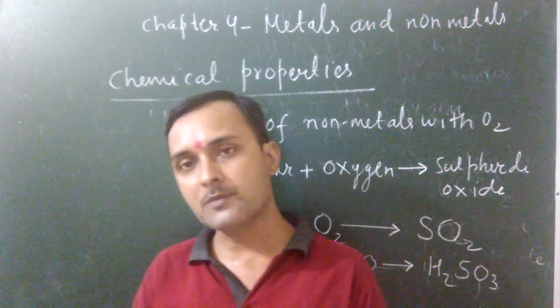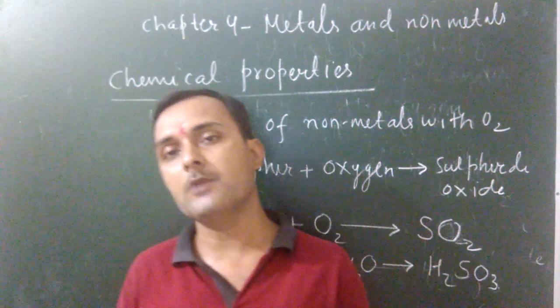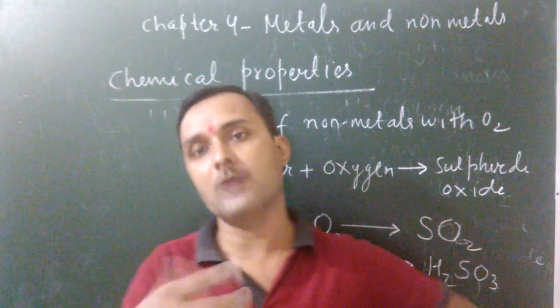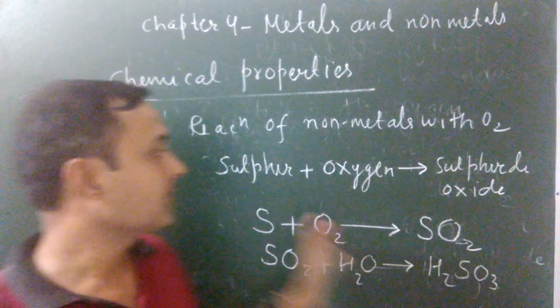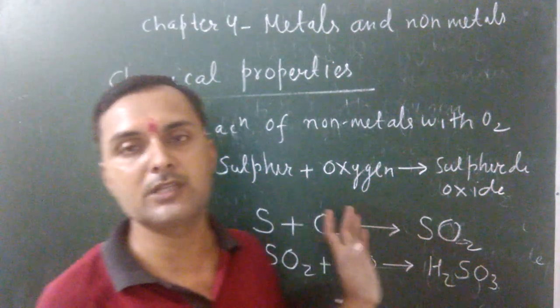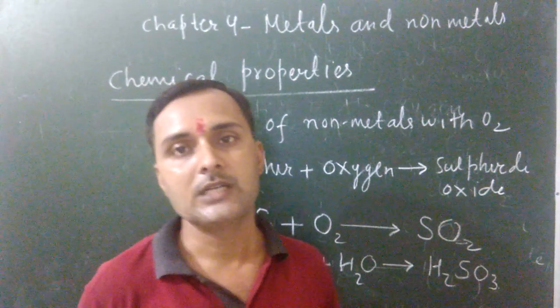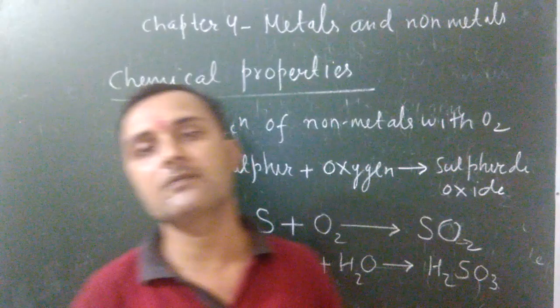And by physical properties, we know how a substance looks from outside. So this is all about the first chemical property, reaction of metals and non-metals with oxygen. Next I will explain reaction with water.